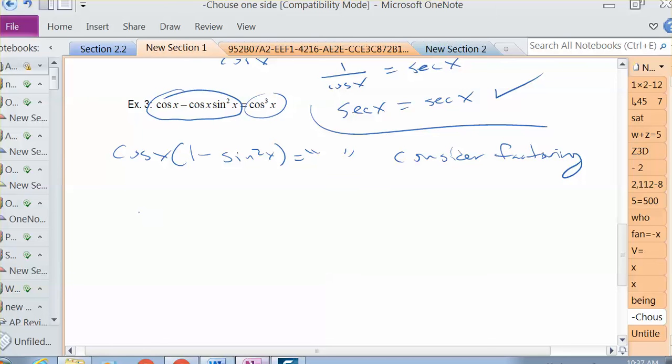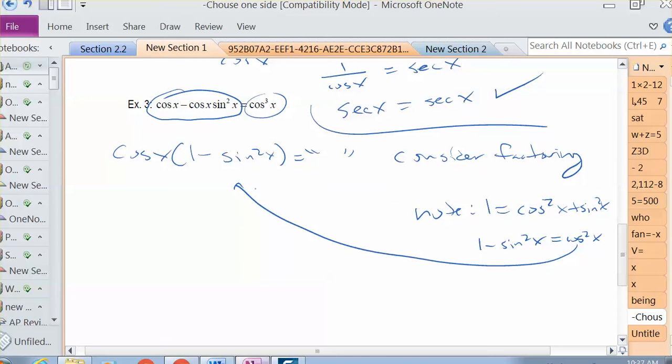Now, we know that 1 equals cosine squared x plus sine squared x. We also know that if we move things around a little bit, 1 minus sine squared x is the same thing as cosine squared x. Oh, look at that. Cosine x times cosine squared x is cosine cubed x. And boom, verified again. So again, we're just doing some manipulations to show that one side equals the other side using all the identities or tools that we have at our disposal.